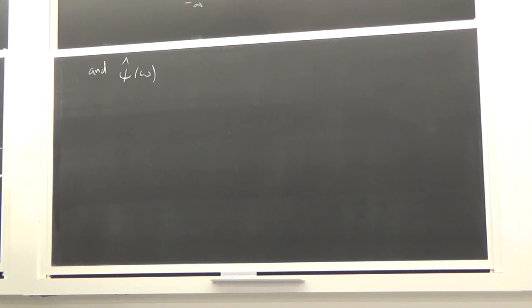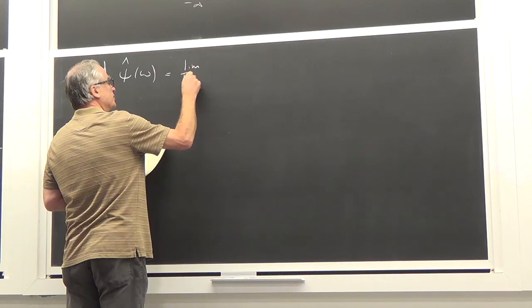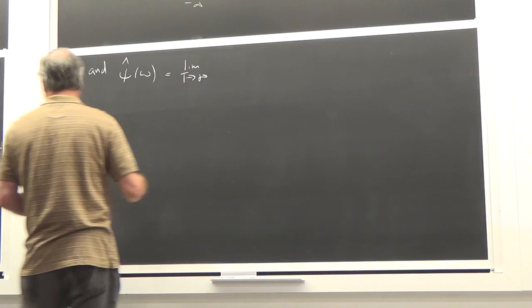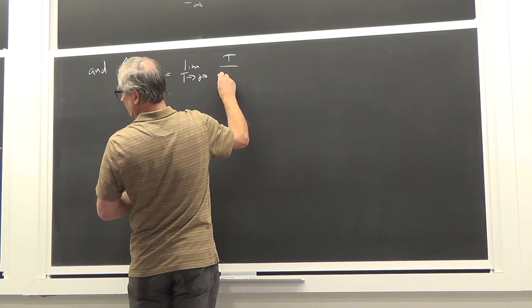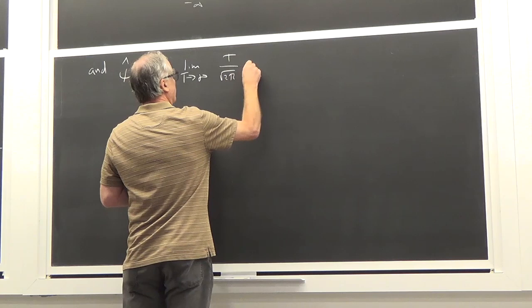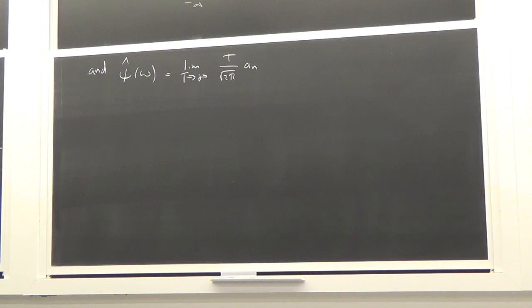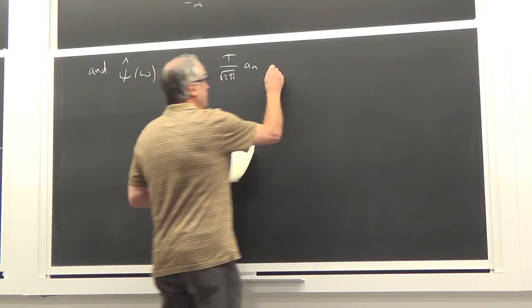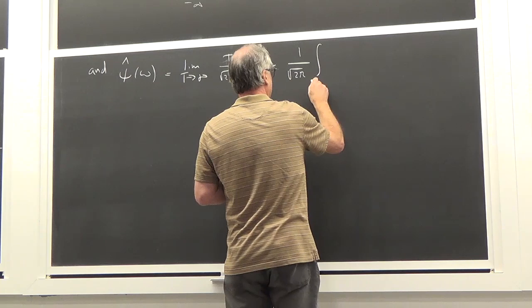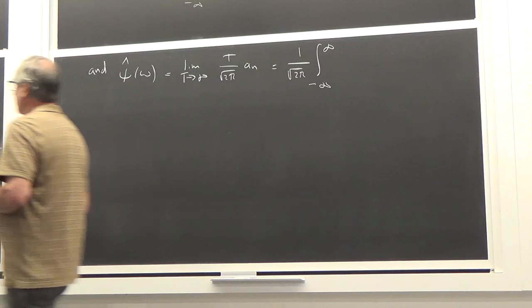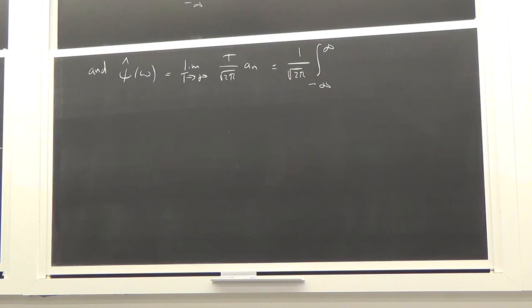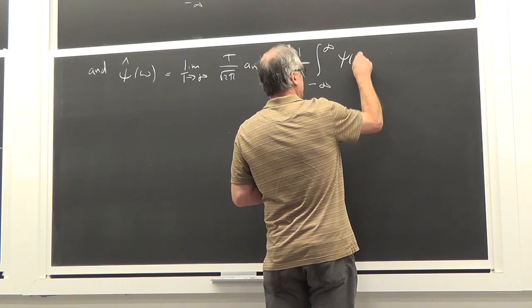that's going to be the limit as T goes to infinity of whatever I defined it as, T a sub n over 2 pi, over, what was it, square root of 2 pi, a sub n. But I plug in what a sub n is from here, so the T cancels the 1 over T, and I get 1 over square root of 2 pi times the integral from minus infinity to infinity, letting this go to infinity in the limits here, okay, times psi of t e to the minus i omega t dt.